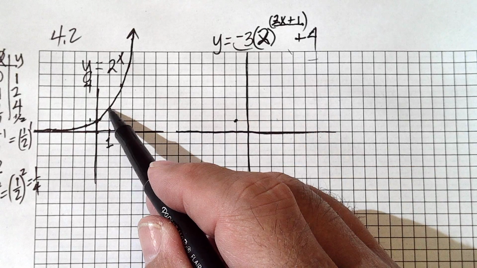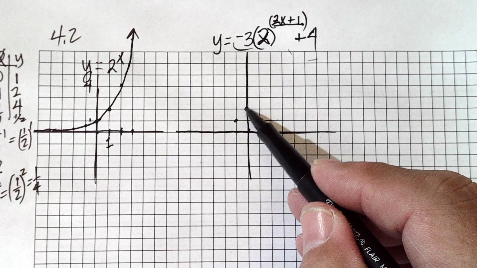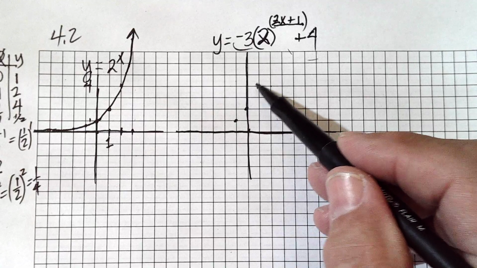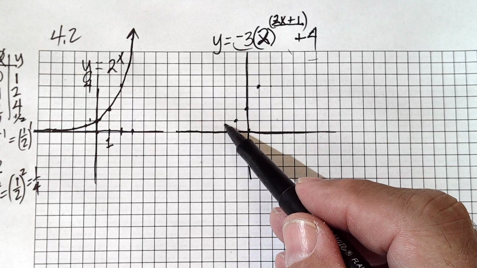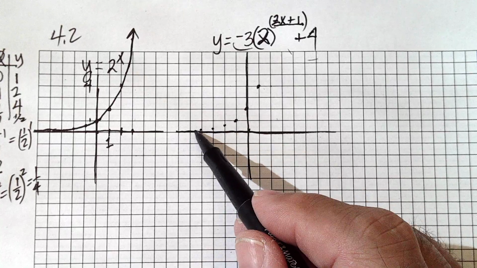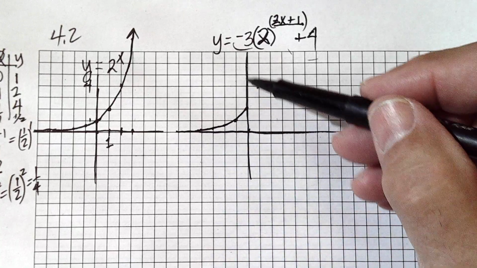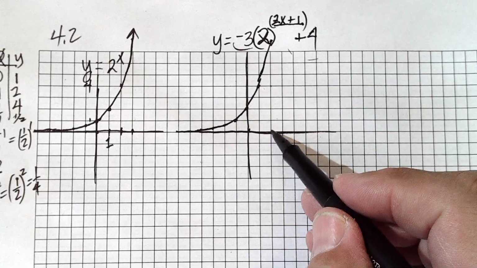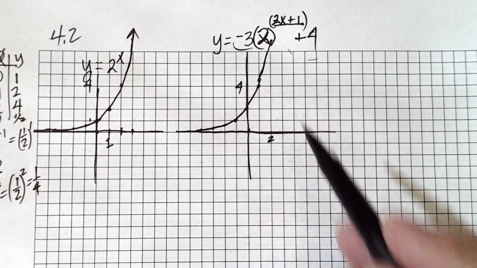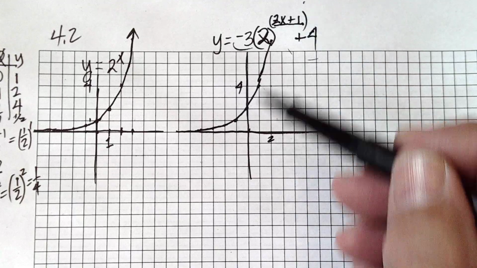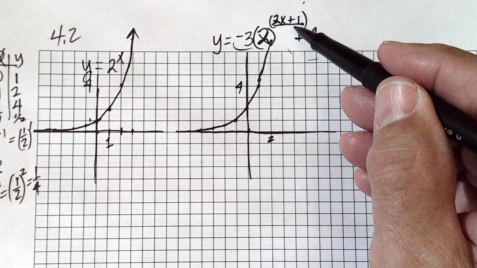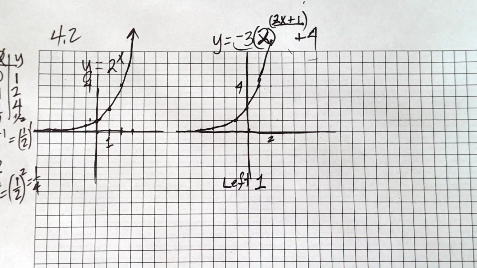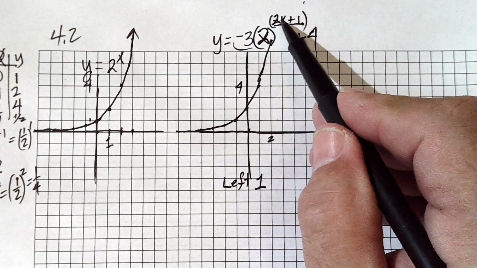Instead of (1, 2), it's going to be (0, 2). And instead of (2, 4), it's going to be (1, 4). And 1/2, 1/4, and 1/8, and 8 at 2. So this is my plus 1 that moves it left 1.